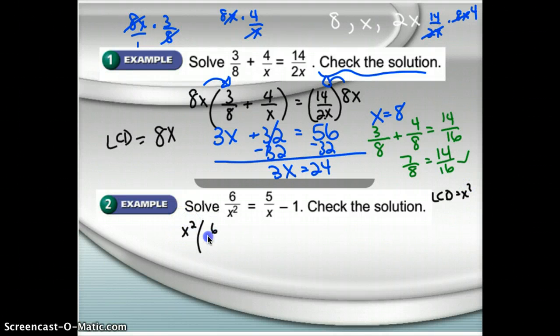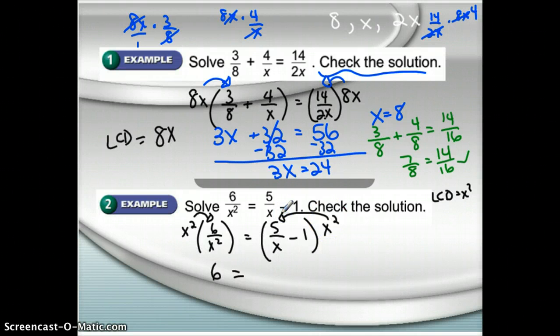So x squared times 6 over x squared equals 5 over x minus 1, that entire expression times x squared. Again, don't forget about your cross canceling. You can do it in your head or just write it out if you need to. x squared times 6 over x squared, that's just 6. The x squareds will cancel out.